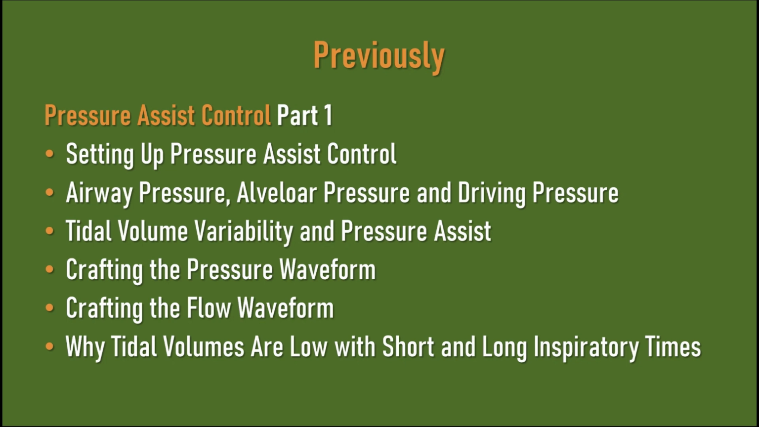The first tutorial looked at a patient with relatively normal lungs, and I discussed how to set up pressure assist control on the ventilator and the various parameters that are really important, starting with the airway pressure and the driving pressure. And I also described the problem of mirroring the alveolar pressure to the airway pressure waveform that you see. I talked about tidal volume variability, particularly with pressure assist, and pressure assist is the breath the patient takes that's not a controlled breath. I discussed crafting the pressure waveform and crafting the flow waveform, and then I explained why tidal volumes are low with very short and very long inspiratory times.